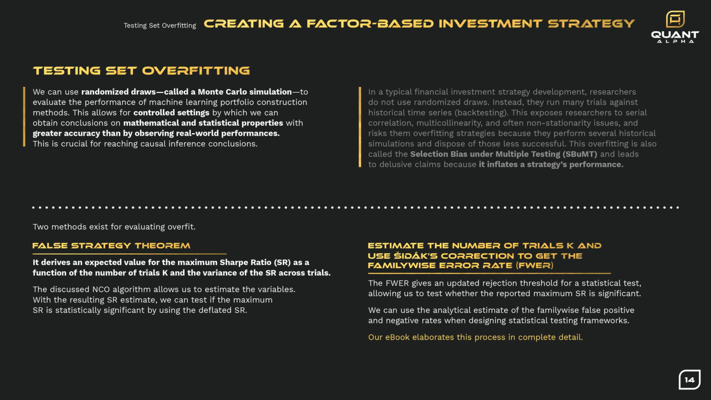A second method is to estimate the number of trials K and use Sidak correction to get the family-wise error rate, FWER. The FWER gives an updated rejection threshold for a statistical test, allowing us to test whether the reported maximum SR is significant. We can use the analytical estimate of the family-wise false positive and negative rates when designing statistical testing frameworks. Our ebook elaborates this process in complete detail.